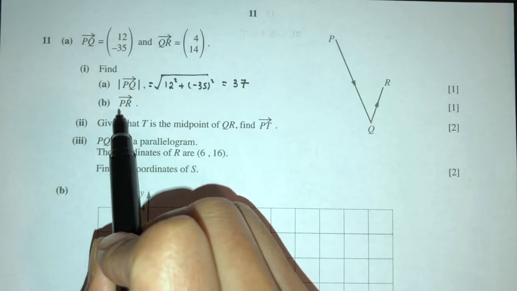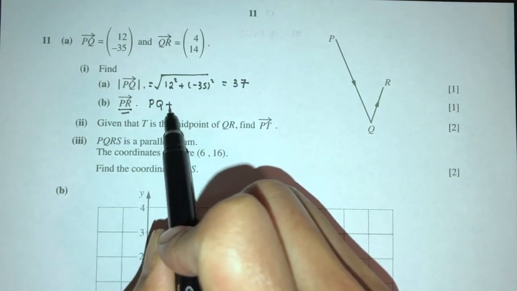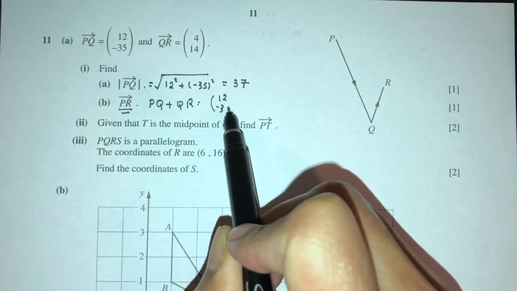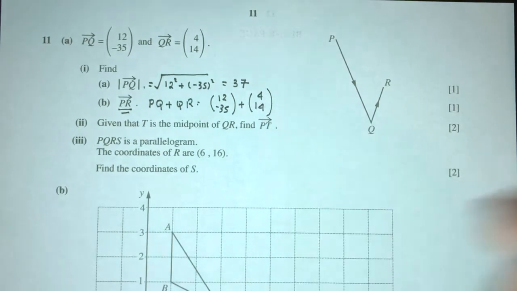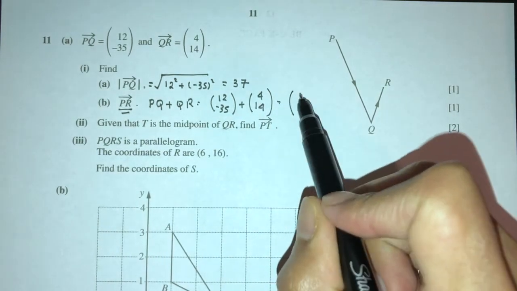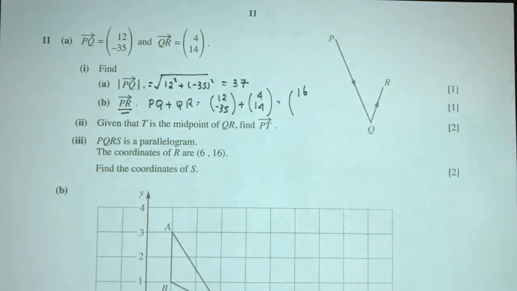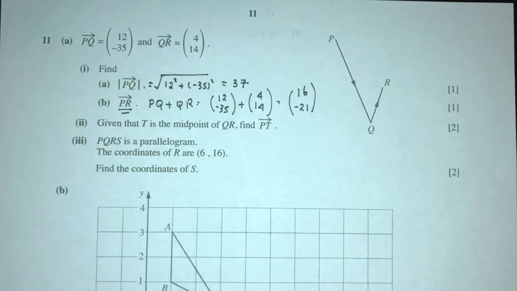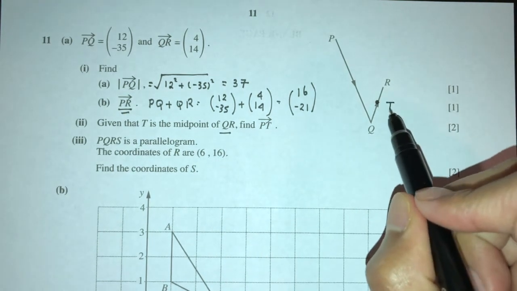Now part B, find PR. PR, as you can see, is PQ plus QR. That will be (12, -35) plus QR, which is (4, 14). That will be 16, and -35 plus 14, that should be -21. That is PR.